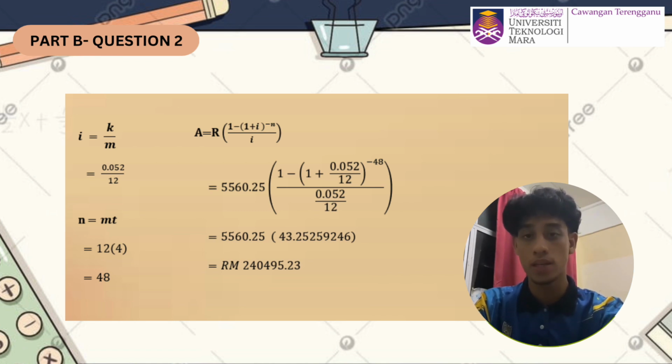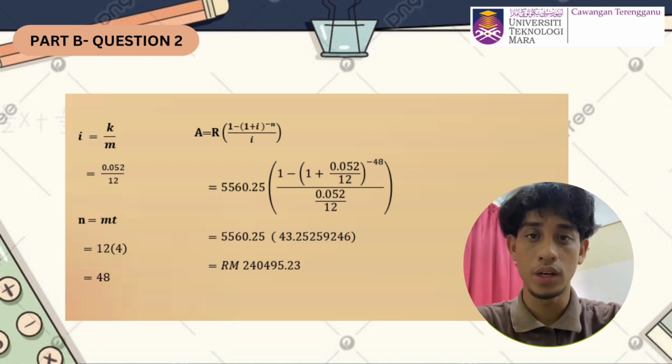So the final step is to substitute the values into the formula and calculate the denominator. So now we have A equals 5,560 ringgit and 25 cents times [1 minus (1 plus 0.052 per 12) to the power of negative 48] per 0.052 per 12. We have to calculate the amount in the bracket first, so we get the answer of 43.2525946. So now we multiply R, which is 5,560 ringgit and 25 cents, with the amount in the bracket. So we get the amount of A is 240,465 ringgit and 23 cents.